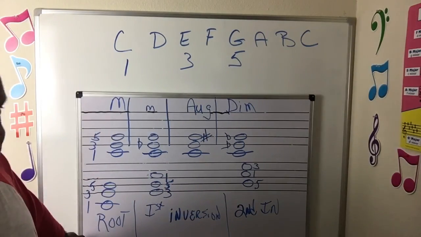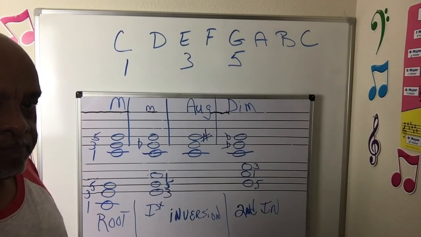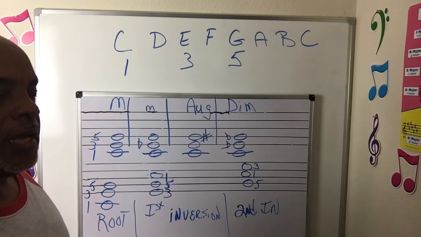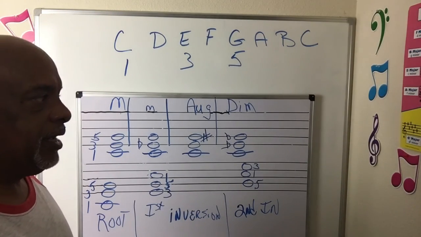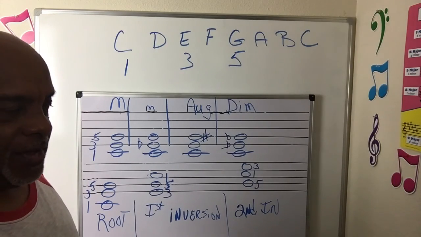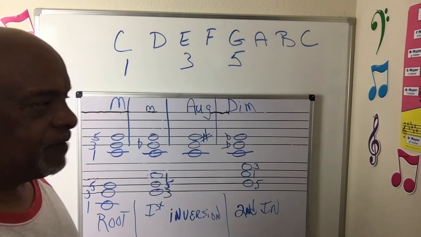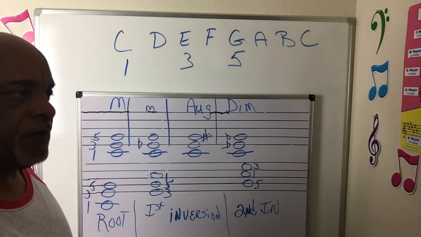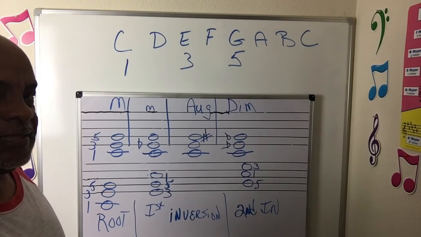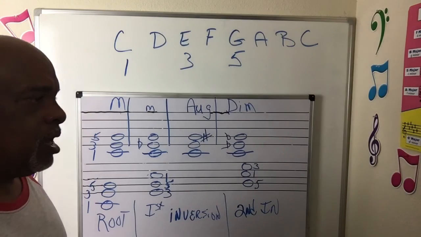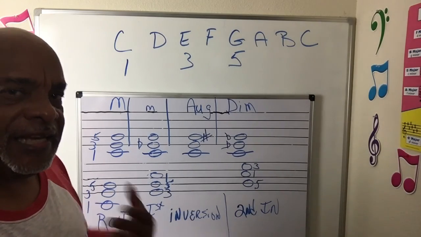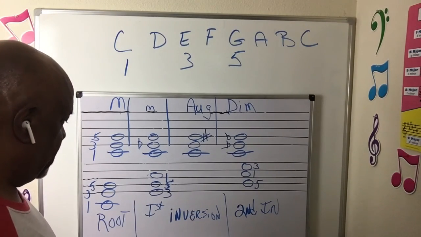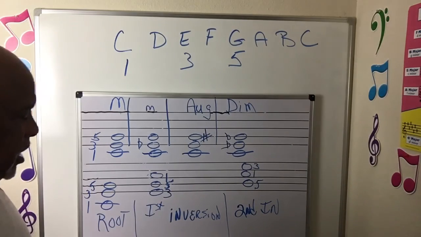One more time. Root position is always 1, 3, 5, and I don't care what key it is. In A flat, it's still 1, 3, 5: A flat, C, E flat. In B flat, it's B flat, D, F. That's going to be root position in any key.